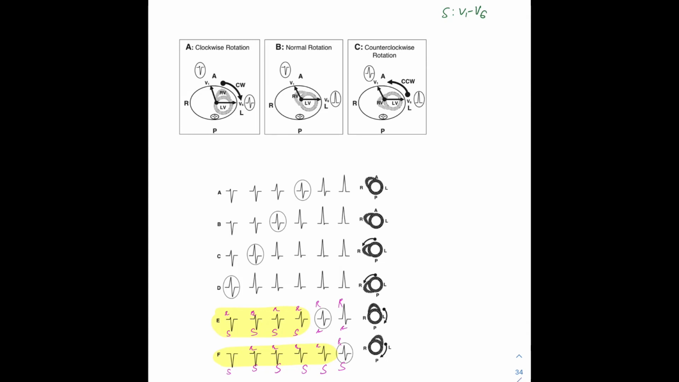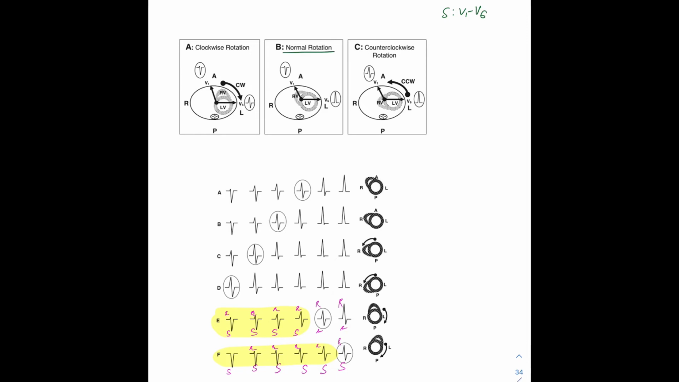Now this is something that I've already covered in the video of cardiac rotation, so you can pause this video and have a look at that video. And for those of you who have already seen that video, I'm just going to summarize the cardiac rotation so that it's easier for you to remember that we have deep S waves in leads V1 to V6 in case of RVH.